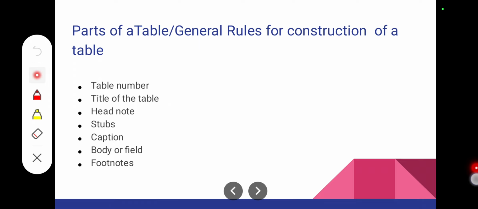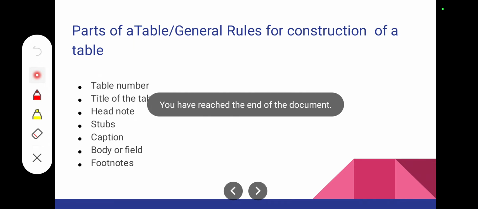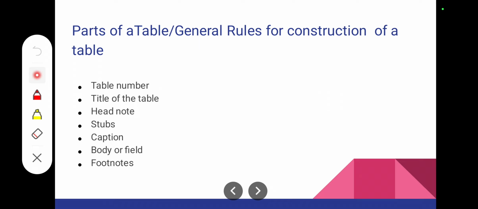Then body or field, the data that you actually filled in that information in the table, that is the body of the table. Footnote, any other information that you put under the table, that comes under footnote, right? So this is brief information about a table.